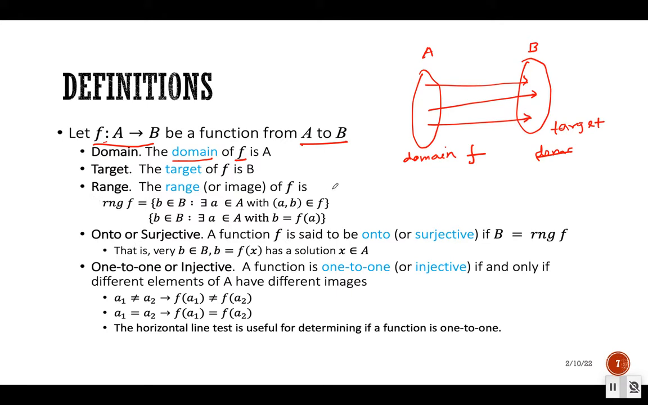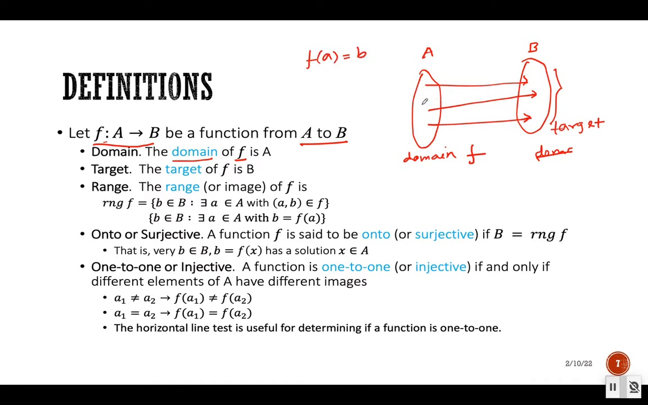Okay, and the range of function f is: range of f equals the set of b that belongs to B such that there exists a that belongs to A with (a, b) belongs to f. The range of f means all the elements in B where there is actually an input a such that f of a equals b.